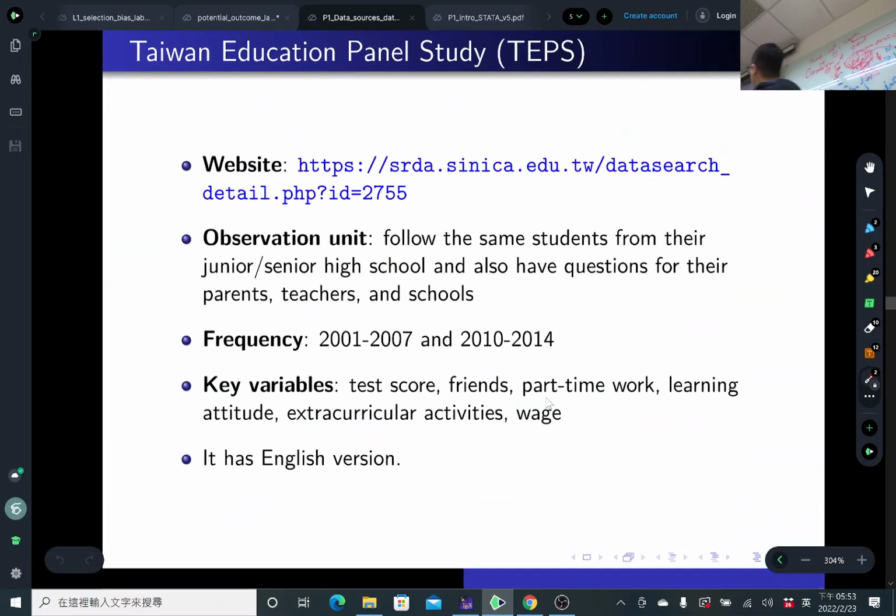So if you are interested in Taiwan's education, you can also look at this, because they have the standardized test scores. Also they know their networks and friendships. And they also have questions for their parents, teachers, and school. Okay, and they follow them until now.